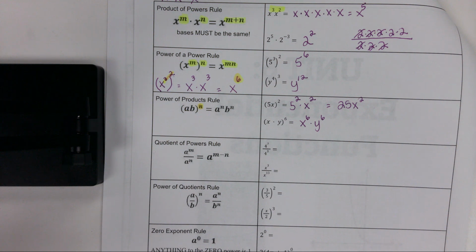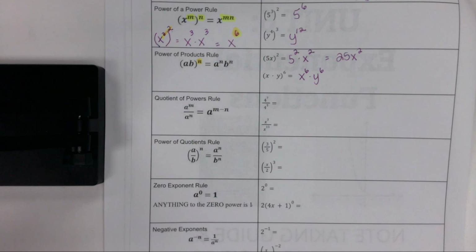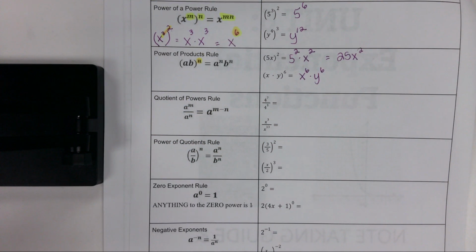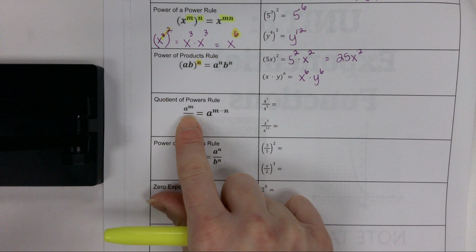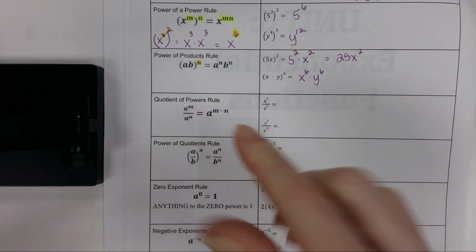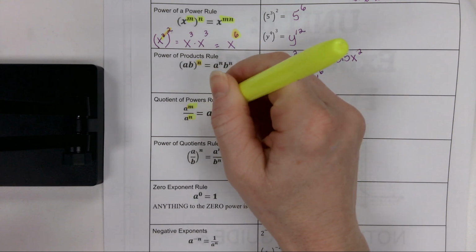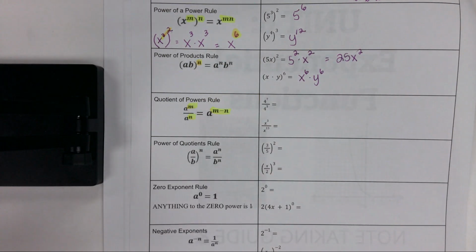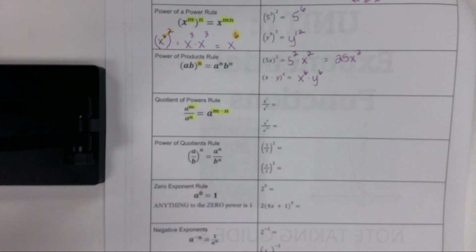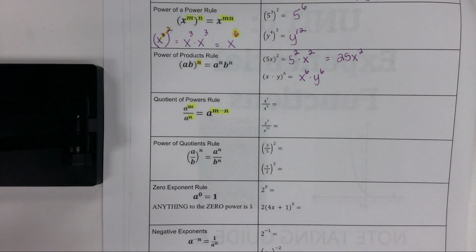Okay, let's go on to what happens when we see things written as a fraction. Remember how up above I was canceling things out? What happens is you can cancel out the common factors on top and bottom, and you can raise those to the a to the m minus n. So be careful that you're taking the top power or exponent minus the bottom one.